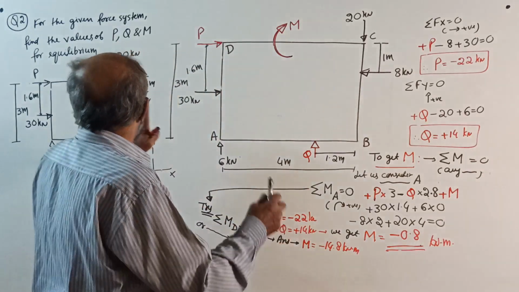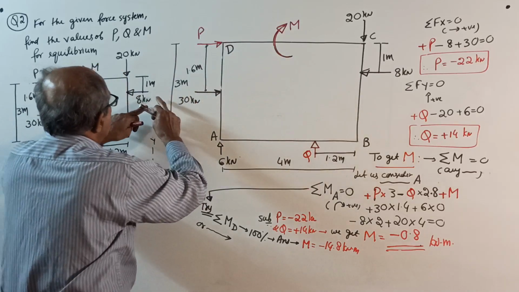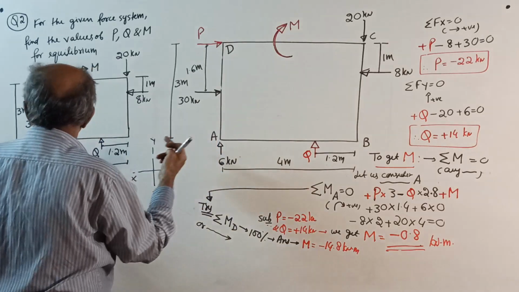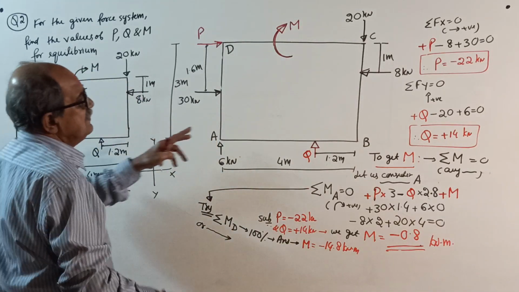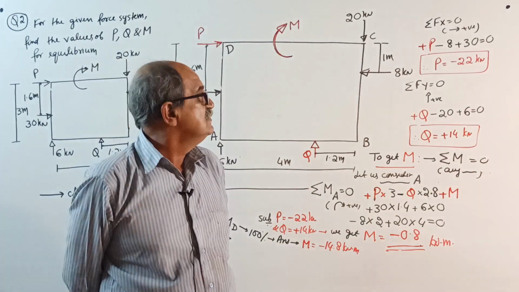Okay. Now, here P is unknown, M is unknown. 8 kilonewton is given, Q is given, correct? 6 is given, 30 is given. Where is Q? P, Q and M are the unknowns.